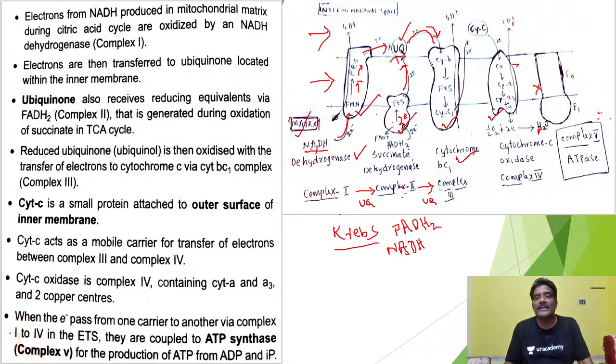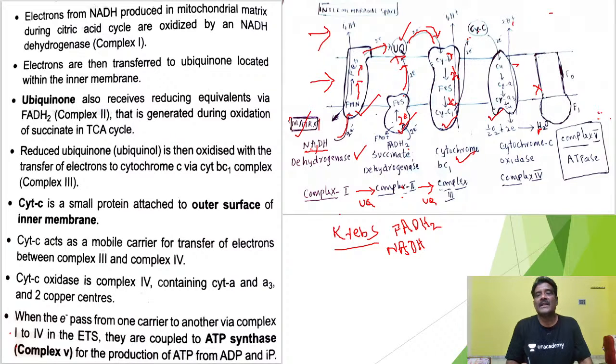Ubiquinone only here. And then what happens here? These electrons are moving from complex 3 to complex 4. This is the BC1 complex: electrons pass through cytochrome b and FeS, and find their way, finally to cytochrome C1, and finally cytochrome C.